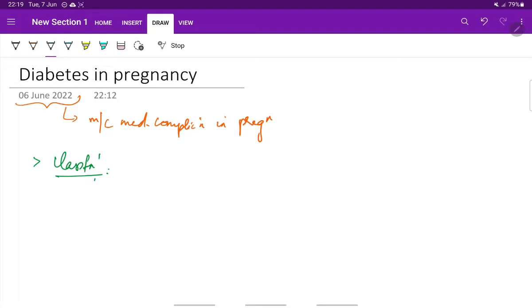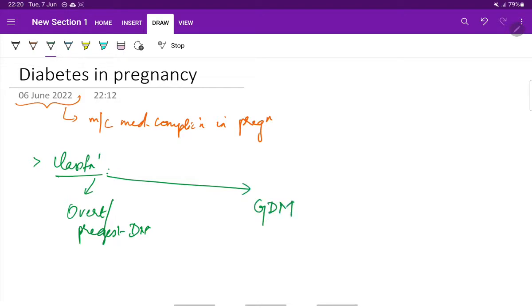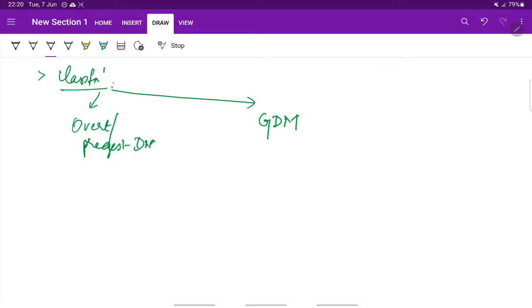Basically, diabetes in pregnancy can be classified as overt or pre-gestational diabetes and gestational diabetes mellitus. So, the overt or pre-gestational diabetes mellitus means the pregnant woman was diabetic before the onset of pregnancy. This can either be type 1 or type 2.